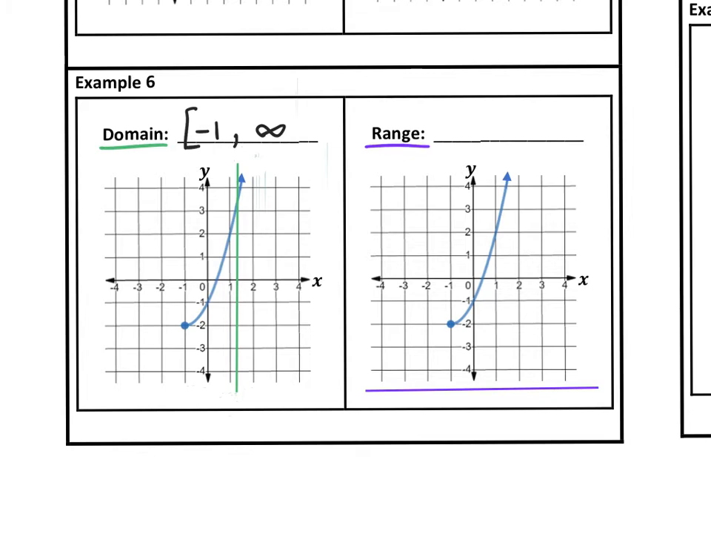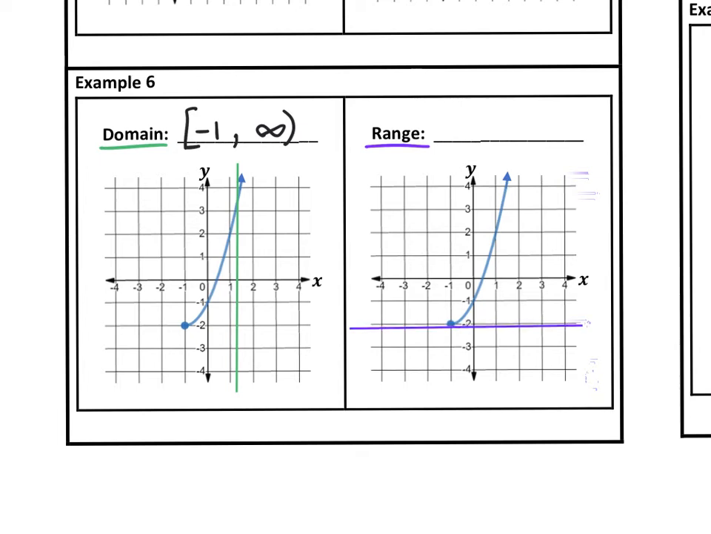If you go back to the beginning of the video, what notation do I use for infinity? Parentheses, right? Okay, now let's look at range. Range is scanning from bottom to the top. Bottom to top. So as I'm approaching the graph from the bottom, I make contact.